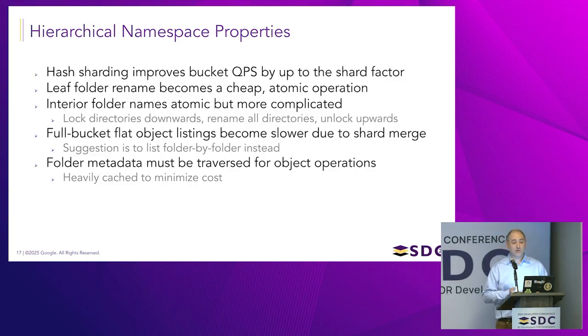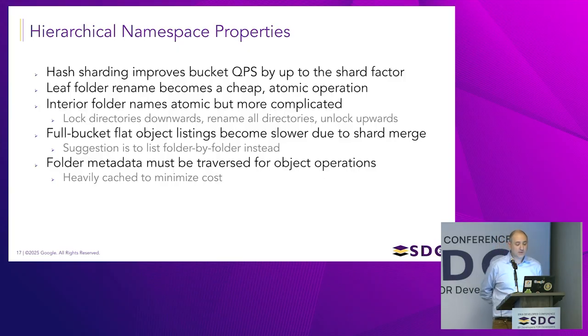This does have an implication on flat bucket object listings. Because of the hash sharding, you have to do a merge sort. The object listings are sorted by object name, so you have to query up to your shard factor in parallel and then merge them back together to form a sorted object listing. It does become slower, but the way we alleviate that is we tell customers to list directory by directory. So instead of doing a flat list of all my objects in the bucket at once, you go directory by directory, and listing one directory, we can still have good performance.